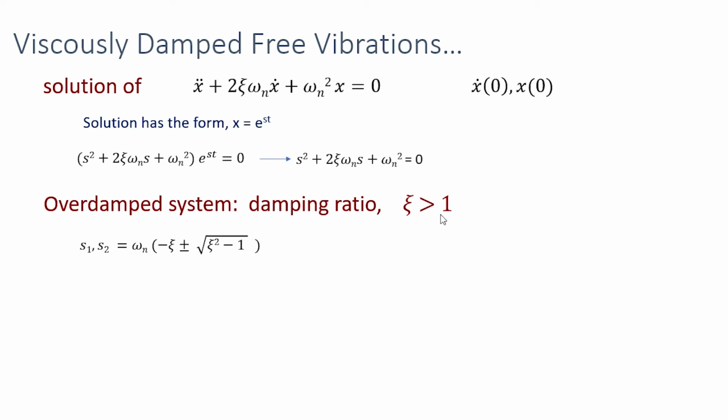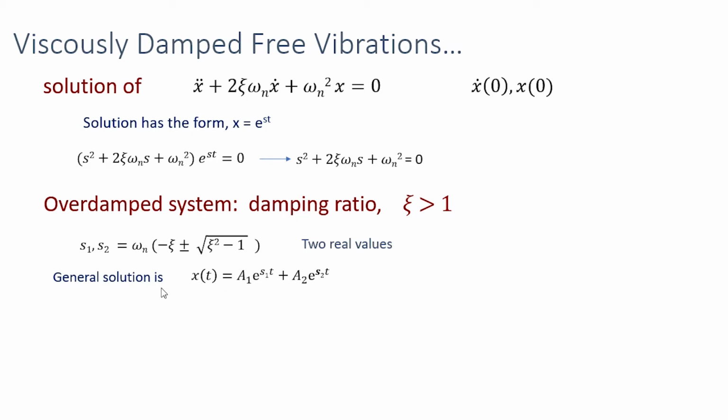When zeta is greater than 1, that is if the system is overdamped, we get two values of s, that is s1 and s2, which is equal to omega n multiplied by minus zeta plus or minus square root of zeta square minus 1. So these are two real values. So we have two real roots for this characteristic equation.